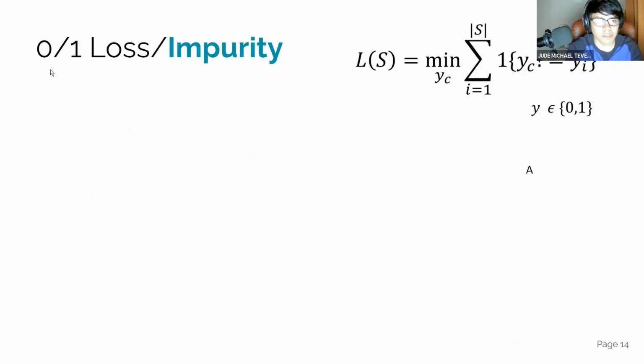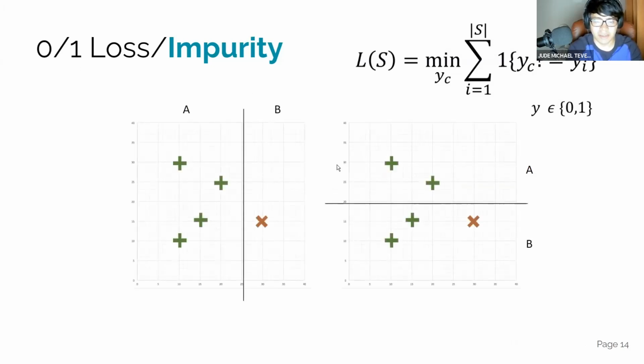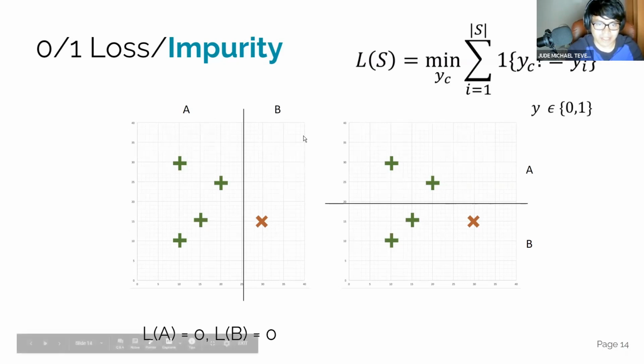So let's discuss some different impurities that we could use. This is a very basic one, 0-1 loss impurity. You're basically just counting the other class in that specific set, the ones that have a lower count. For example, in this plot, you have A and B, and this is your split. So you have set A and set B.